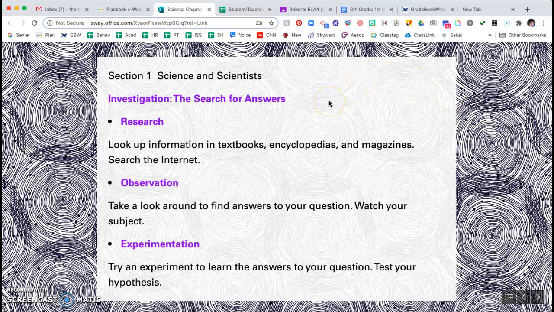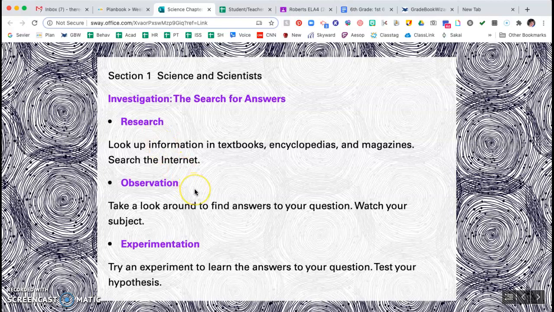Okay, secondly, after you've asked that question, that begins your search for answers. So you begin to investigate. And the first step in that is research. Research involves looking up information in any material that you may have. It could be on the internet, in textbooks, magazines, or encyclopedias. You just have to be careful and make sure that they're reliable sources. Never ever use Wikipedia as a reliable source.